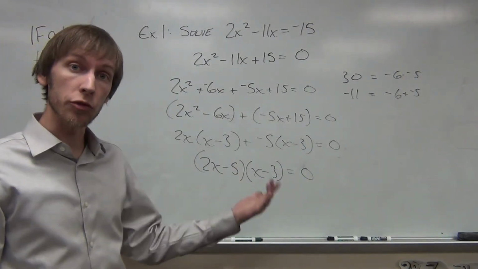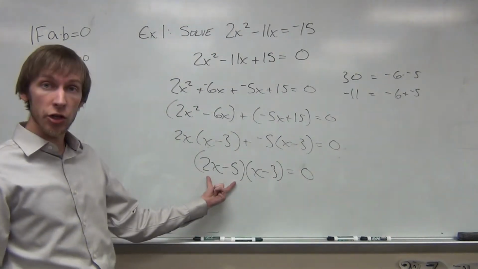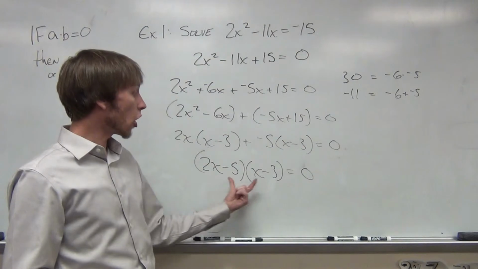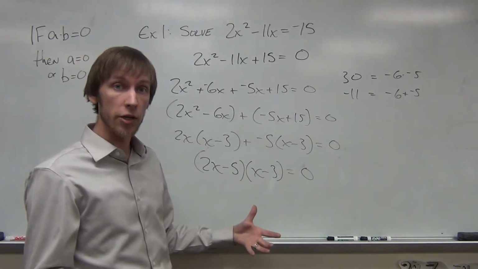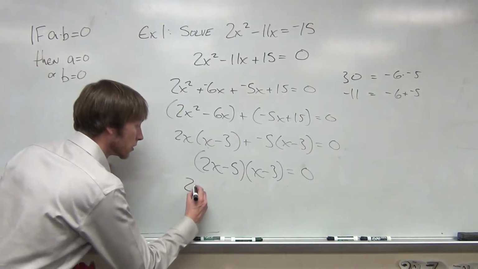That product equals 0. If this times this equals 0, that means that this thing could equal 0. It also means that this thing can equal 0. So we are going to solve now two separate equations in order to solve this one quadratic equation.